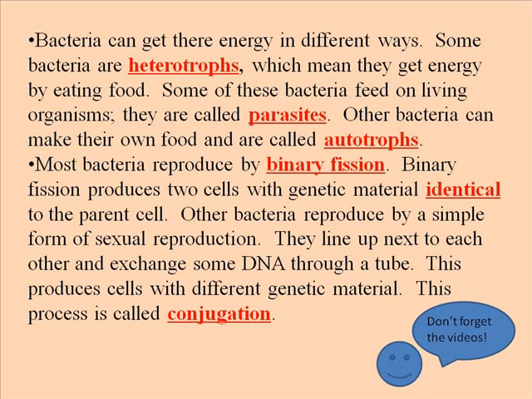Now, other bacteria can actually do a process called conjugation. They can line up next to each other, form a tube from one bacteria to the other, and they can swap some DNA, so they can actually change their genetic code. This is something bacteria will do when they feel threatened in their environment. They'll try to change their genetic code so that they have a better chance of survival.